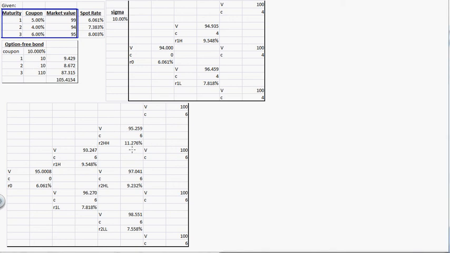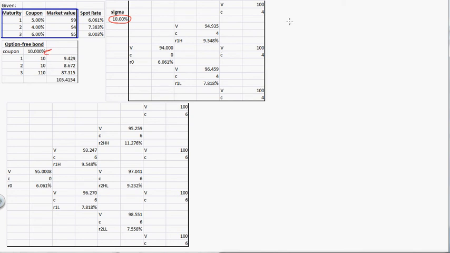Okay, let's talk about pricing bonds with embedded options in them. We have the given information that's here in blue. And the first thing I would want you to do is find the spot rates. We won't go over the details of that because you've done that in something else, so you should be able to find those. We're also told that the volatility of interest rates is 10%, so that sigma, that volatility, is given.